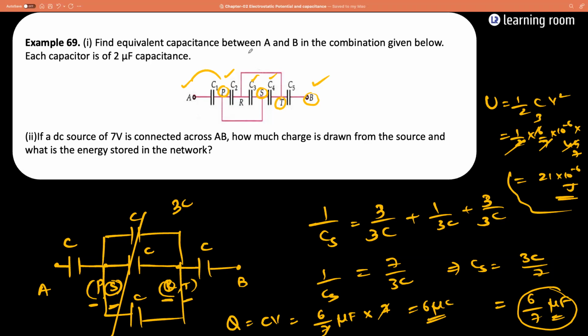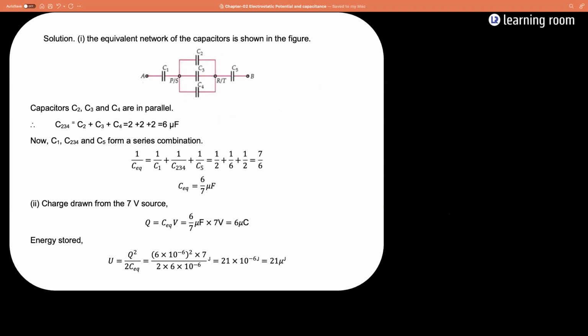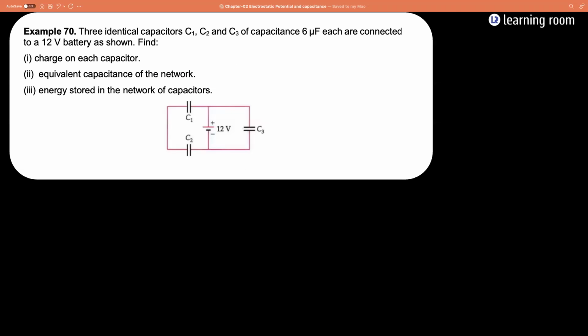Okay, listen. Three identical capacitors C1, C2, and C3 of 6 microfarad each are connected to a 12-volt battery as shown. Find the charge on each capacitor.